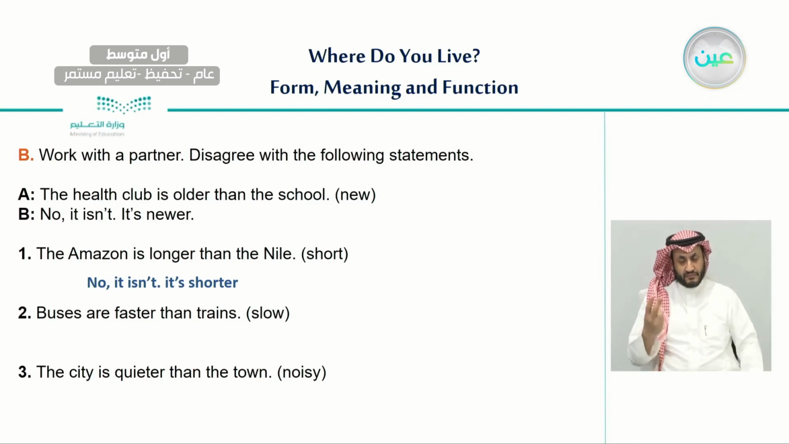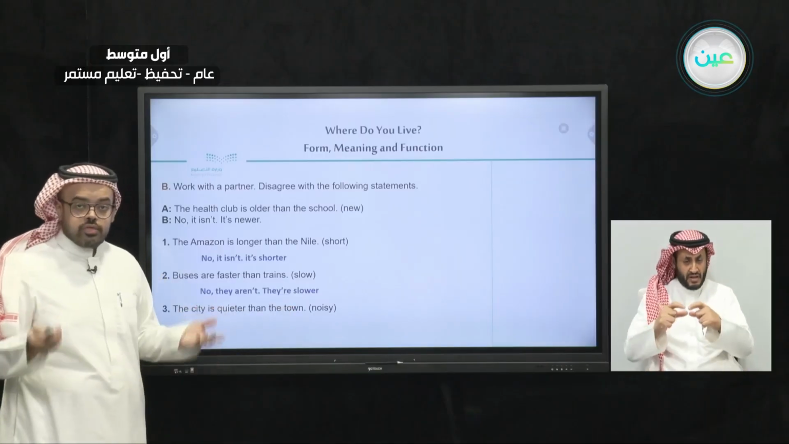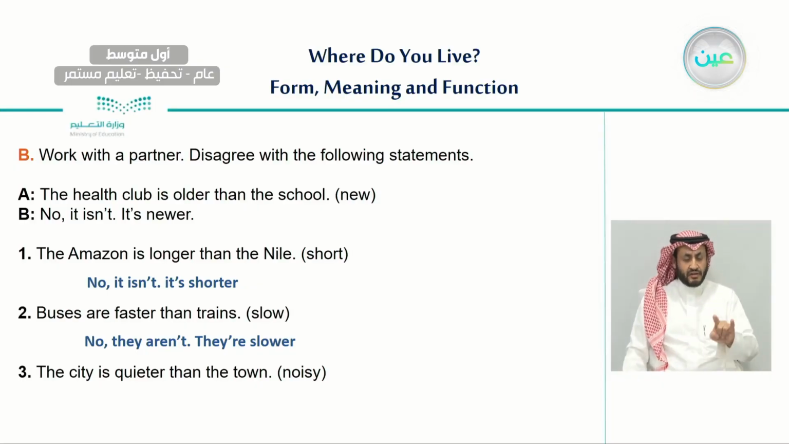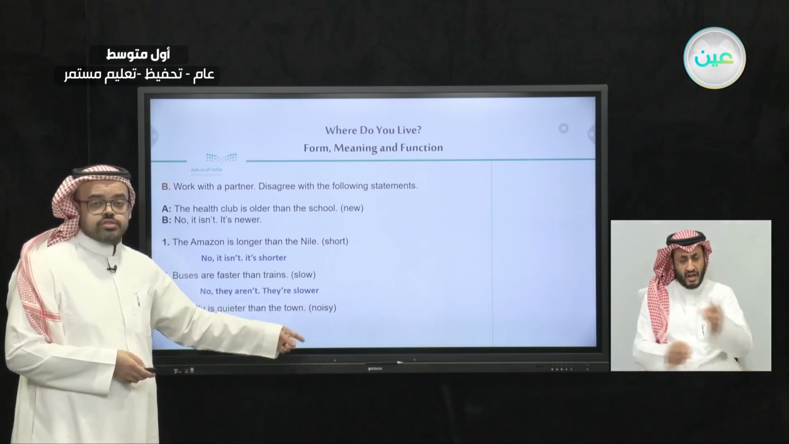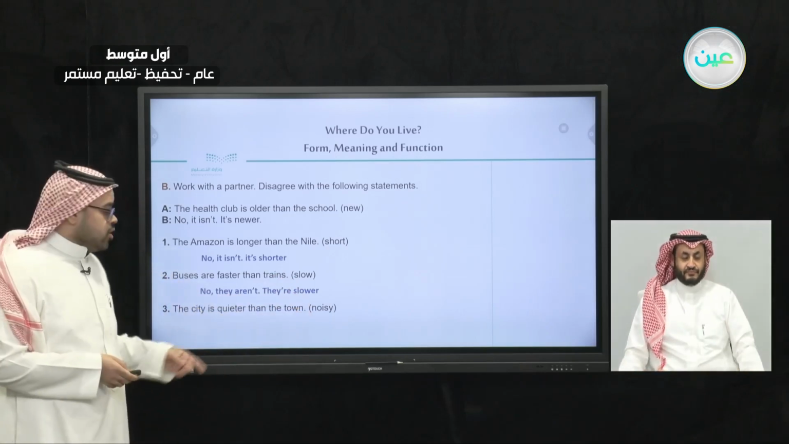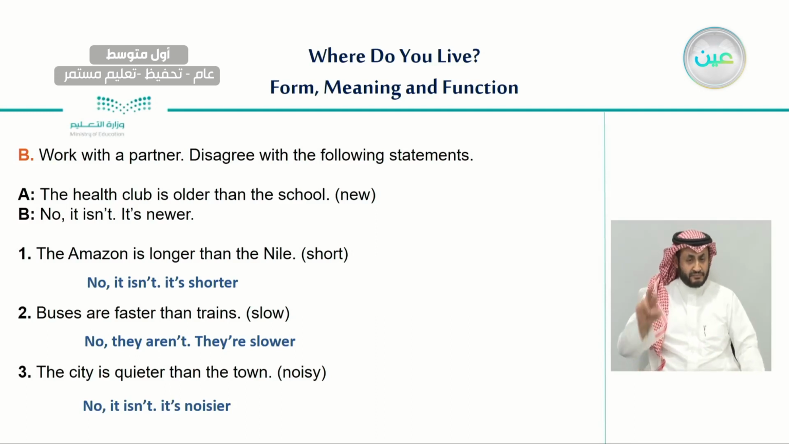Buses are faster than trains. And now we want to disagree. We use the adjective slow. So the answer will be, no, they are not. Buses are not faster than trains. They are slower. Number three. The city is quieter than the town. So here we won't say quieter, we want to say the opposite, which is the adjective noisy. So we would say, no, it is not. It is noisier.